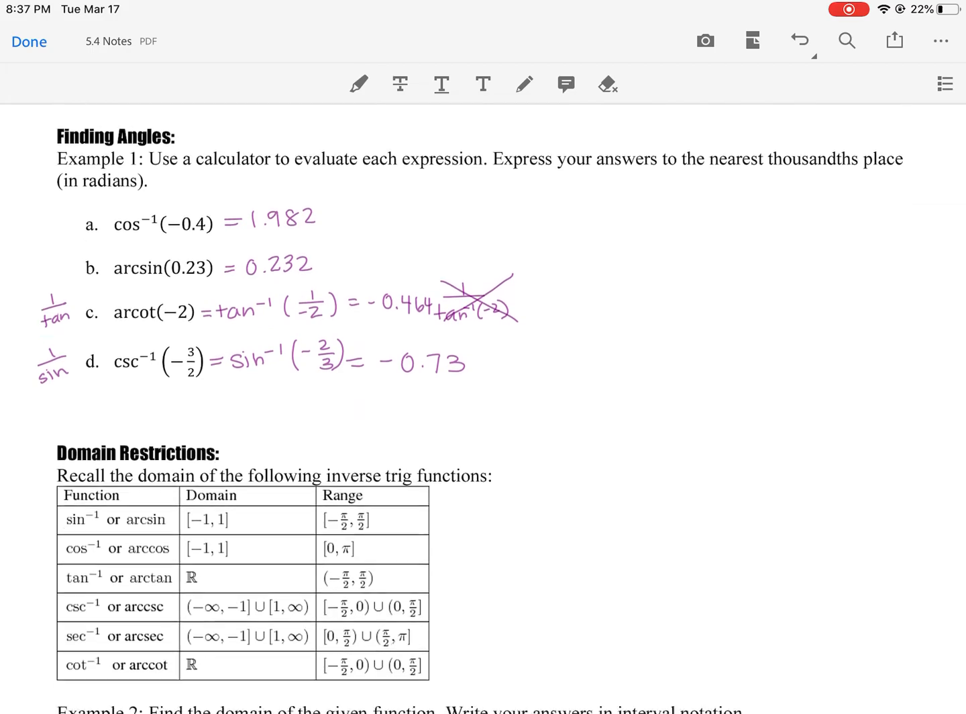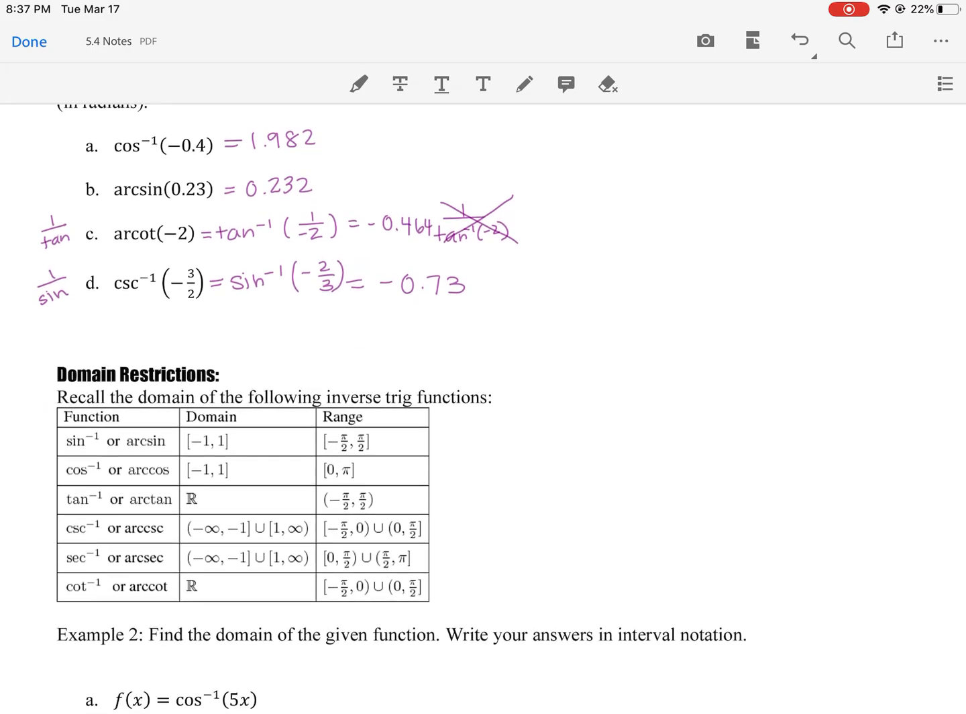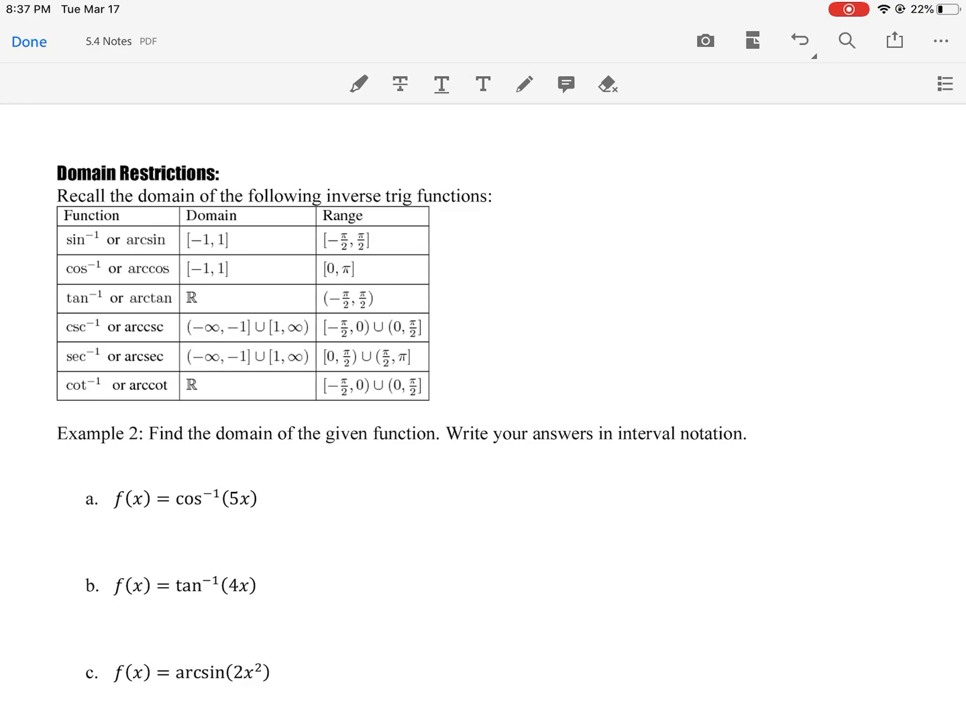Okay. The next thing they have us jump into is they have us look at these inverse functions and talk about domain restrictions. We kind of ran into a few of these.